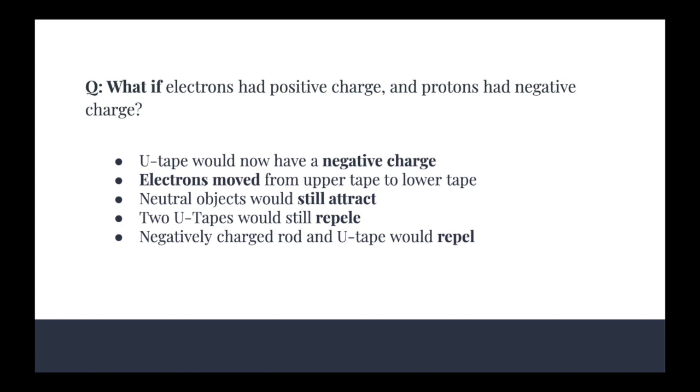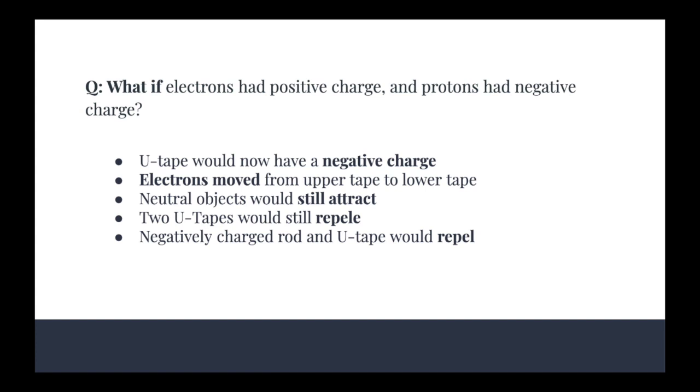Overall, because two U-tapes facing each other would still have the same charge, negative charges, they would still repel from one another. Additionally, any neutral objects would still be attracted to the U-tape, despite it having a negative charge now. But one thing that would change is the observation with the negatively charged rod. Since the U-tape is now negatively charged and like charges repel, the negatively charged rod and the U-tape would repel instead of attract.